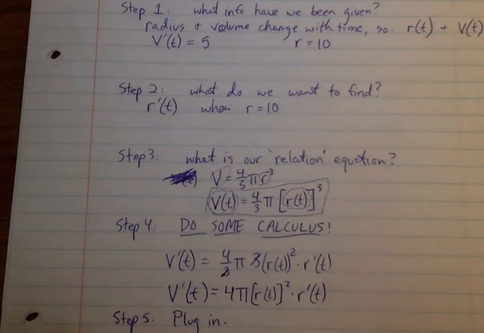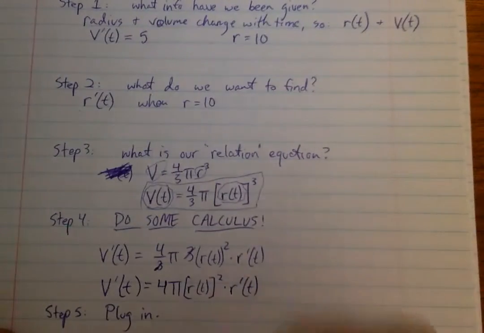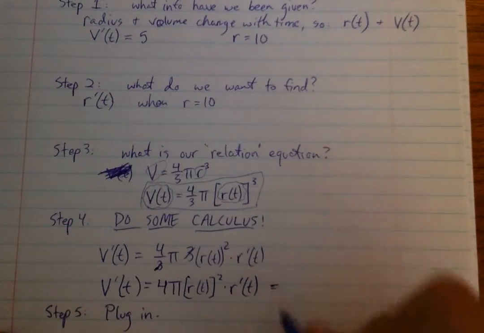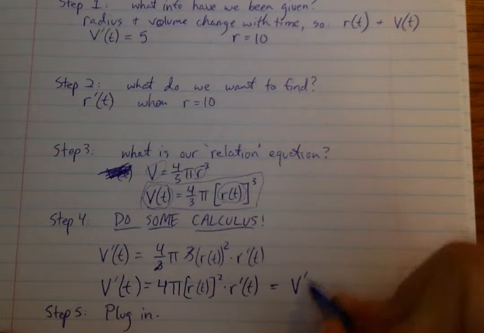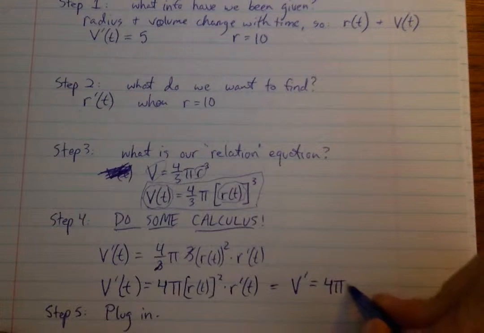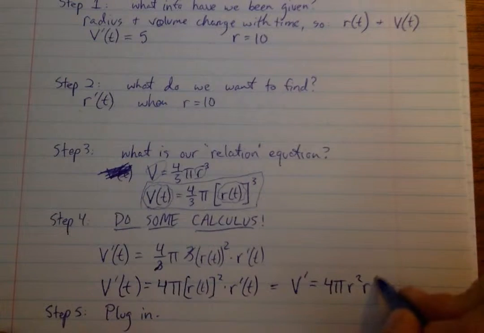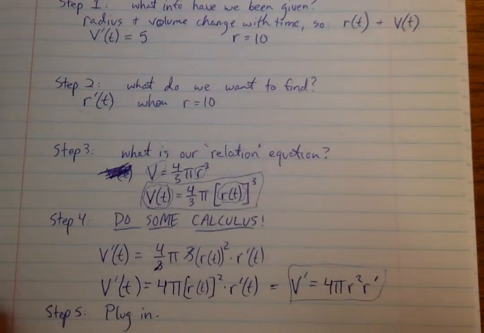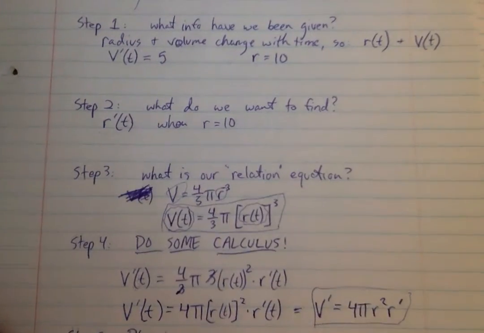And let's go ahead and drop these of t things because you get it now, right? I hope so. 4 pi r squared r prime. Isn't that nicer to look at? Okay, so that's our relation equation, the derivative of it.